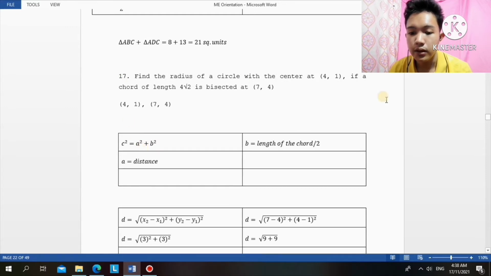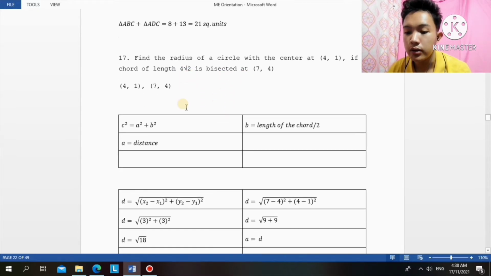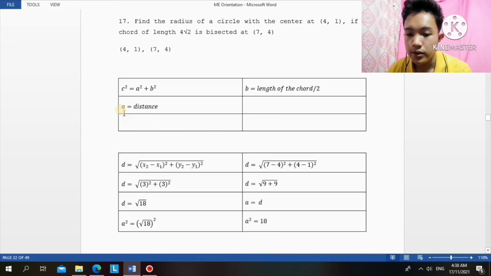So, number 17, find the radius of a circle with a center at 4, 1 if a chord of length 4 square root of 2 is bisected at 7, 4. So, the given is 4, 1 and 7, 4. So, let's use the Pythagorean theorem, which is c squared is equals to a squared plus b squared. So, let b be the length of the chord over 2, then a is equals to distance.